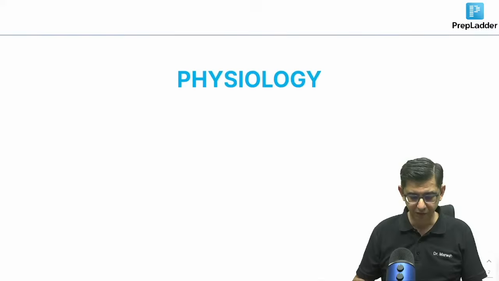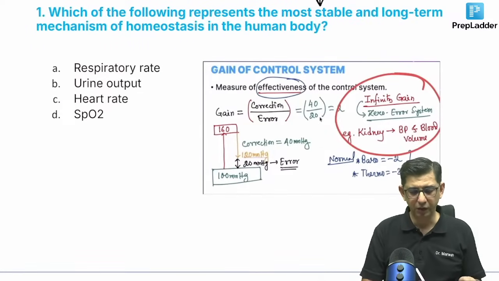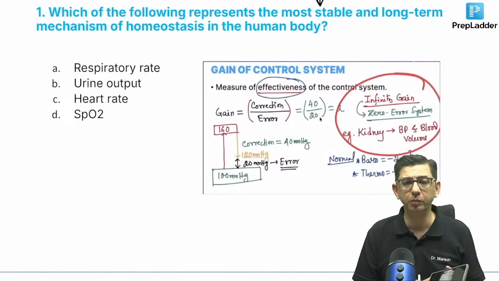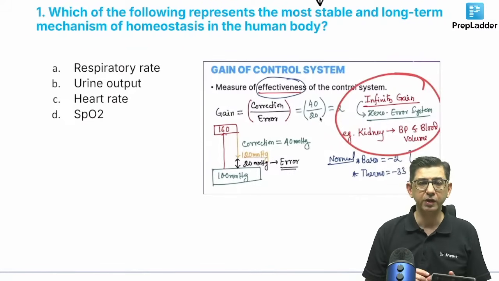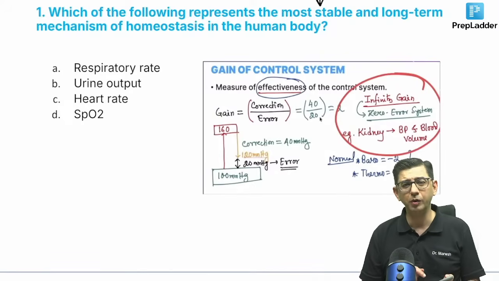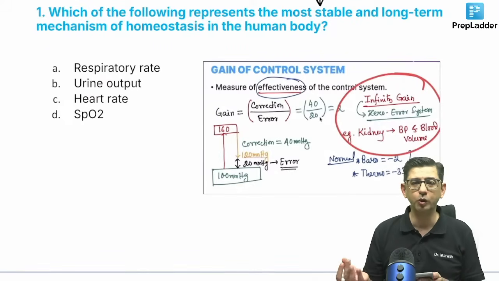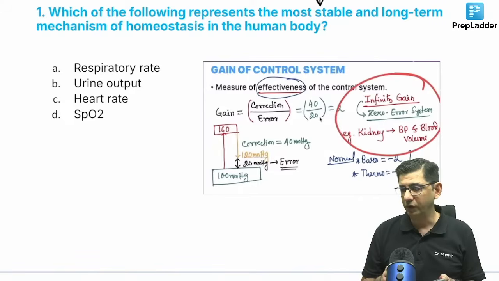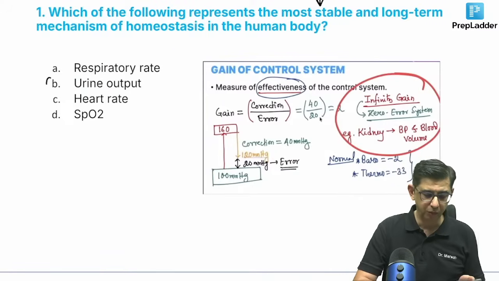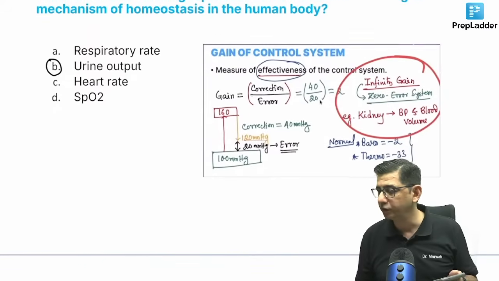I think the very first question that lines up is from physiology. This was regarding the most stable and long-term mechanism of homeostasis in the human body. Two close options were SpO2 and urine output. The bottom line is that SpO2 can be varied by multiple factors, including the finger on which you are putting the pulse oximeter. But one thing that would not be affected is the urine output. So we'll go with option B for the first question that is currently on the screen before you.